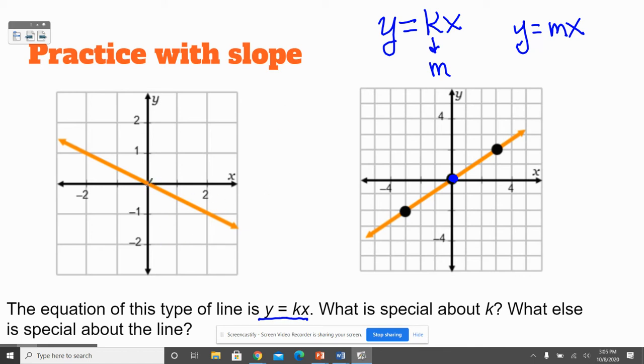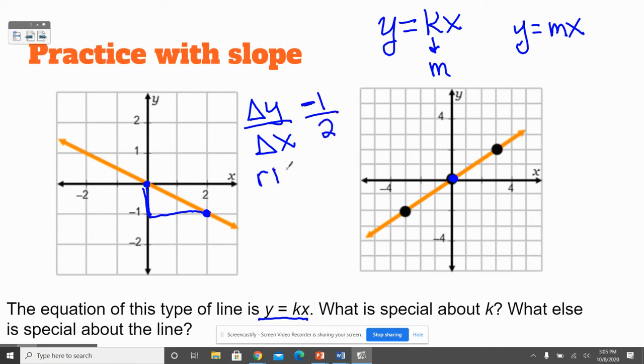So what is the slope? Well, here's a nice point. We look for what we call lattice points. This point's okay, but this point is better because I'm confident where it's at. So we look for the change in y over the change in x. I'm going down 1 to the right 2. So negative 1 over 2.